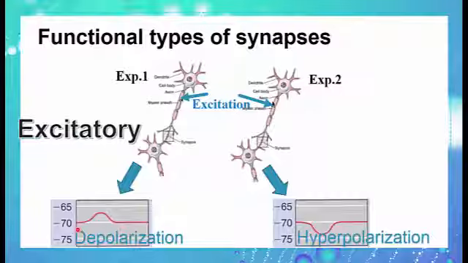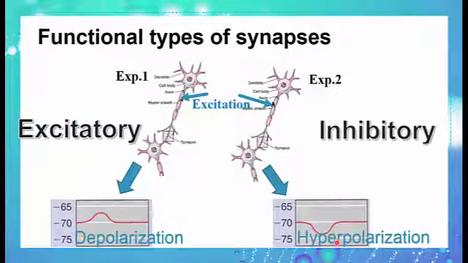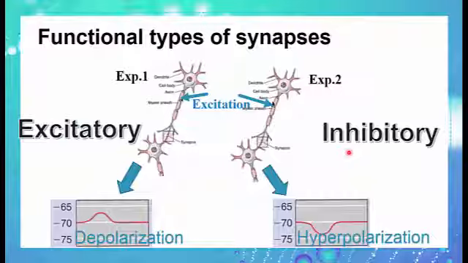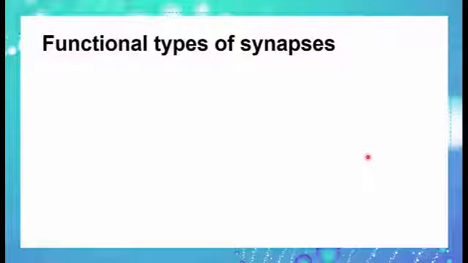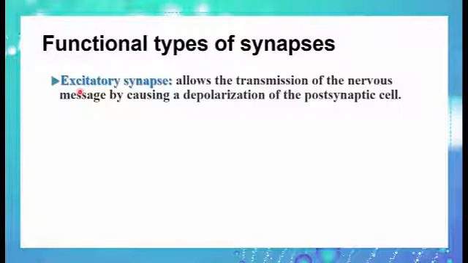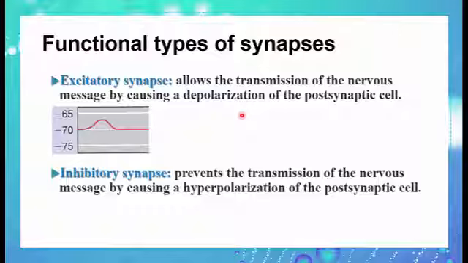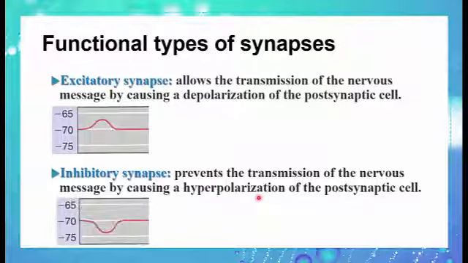So when we obtain a depolarization, the synapse here is called excitatory synapse, while when we obtain the hyperpolarization, the synapse in this case is called inhibitory synapse. So, as a summary, I have two functional types of synapse. The first type is called excitatory synapse because it allows the transmission of the nervous message by causing a depolarization, like in the first case, while the second type is called inhibitory synapse because it prevents the transmission of the nervous message by causing hyperpolarization, like the second case.